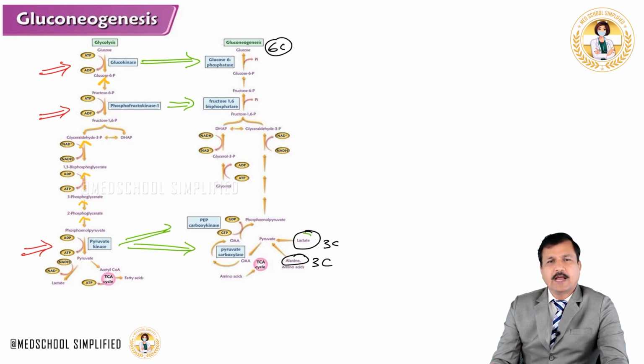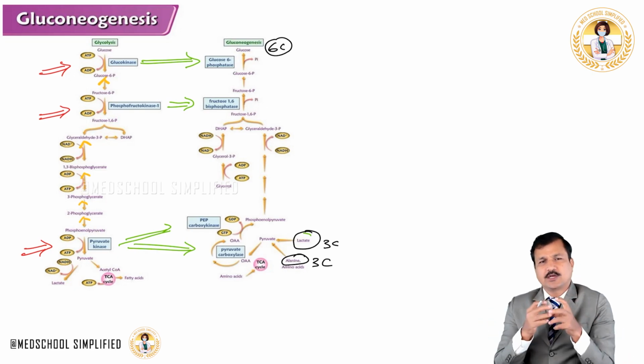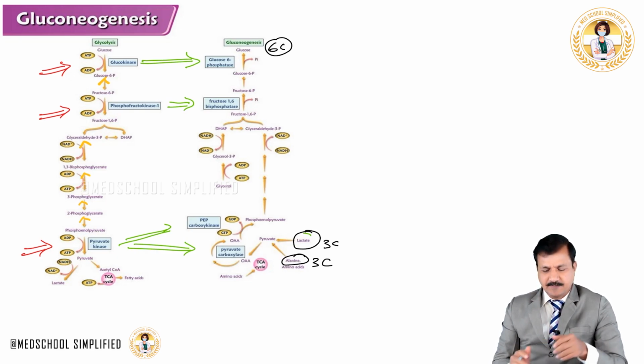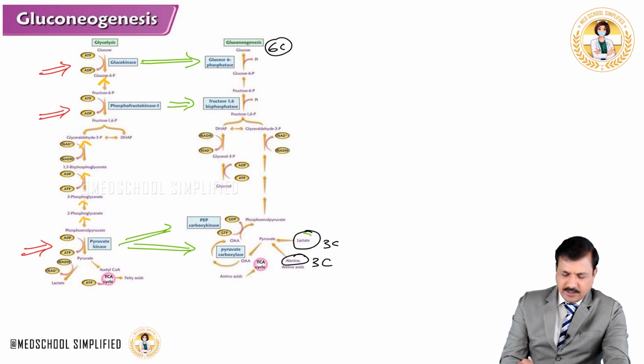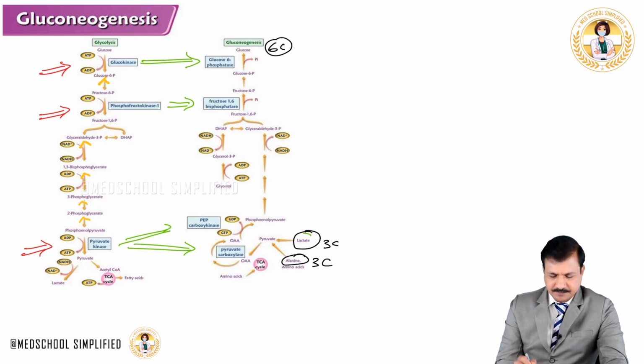Either it can be 2 lactates or 2 alanines going into 1 glucose formation, or it can be 1 lactate and 1 alanine going together, 1 lactate bringing 3 carbons, another alanine bringing 3 carbons. So 3 plus 3 carbon make 6-carbon glucose. How is that done? Lactate is converted into pyruvate, done by lactate dehydrogenase. We are going to see that.